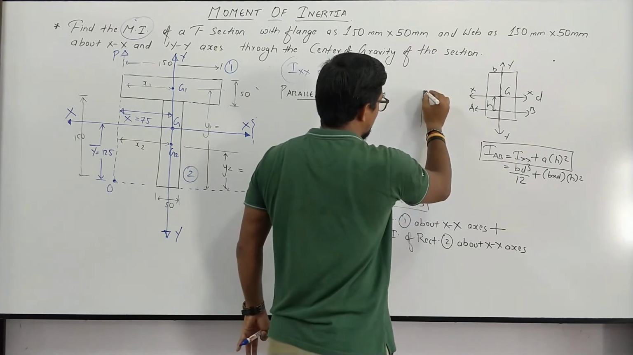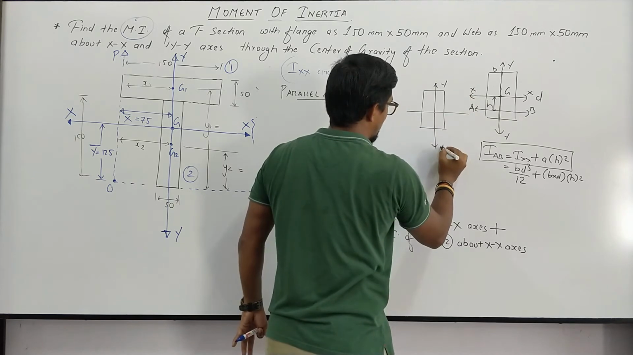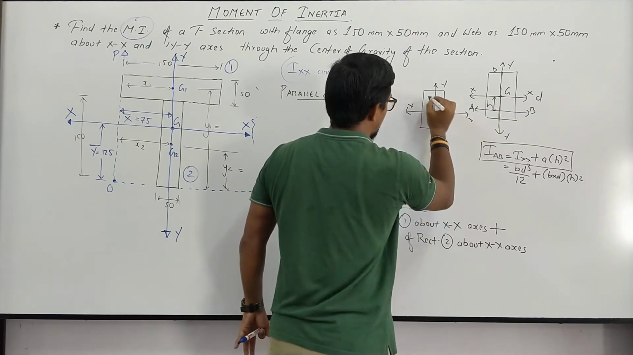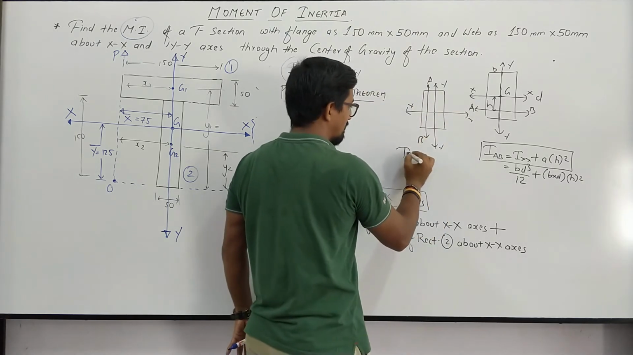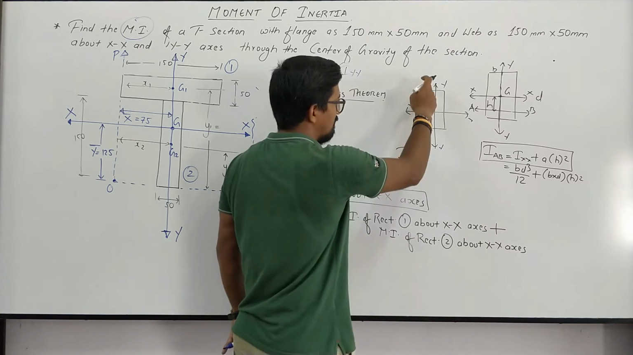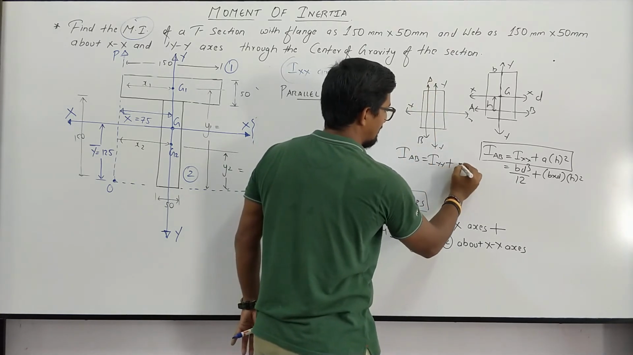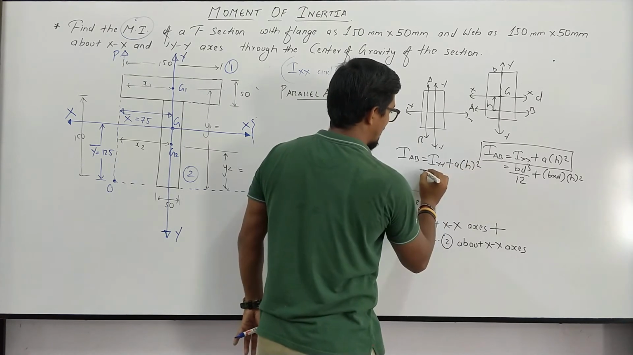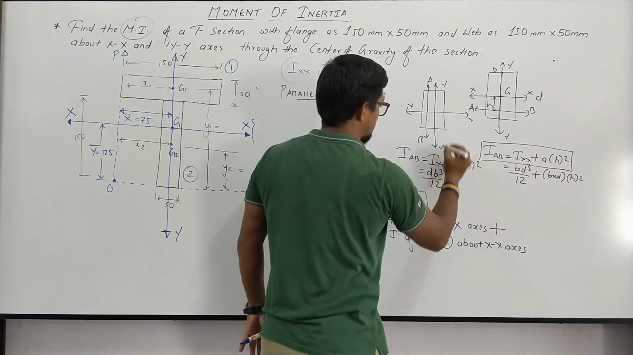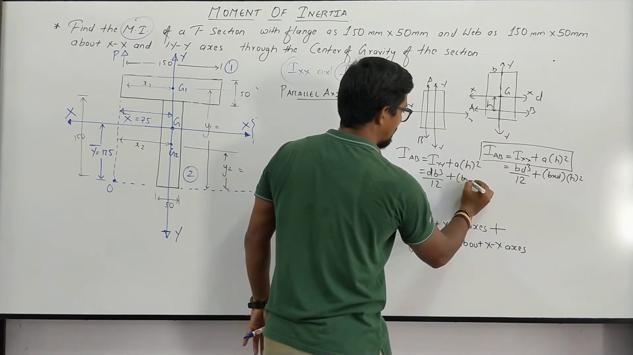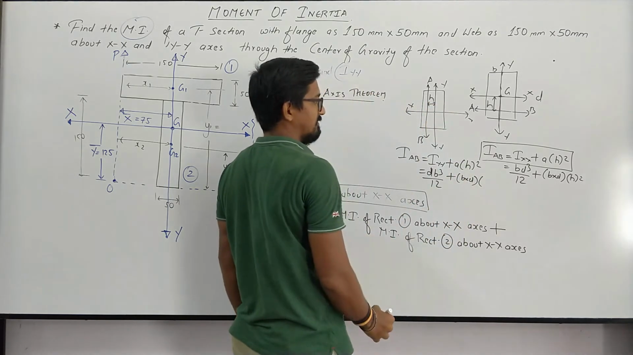Similarly, suppose this is the axis YY and XX, and this is the axis AB. Now you have to find moment of inertia about AB. So how will you find it? AB is parallel to which axis? IYY, correct? Plus area into h square. IYY is DB cube by 12 plus area B into D, h square, where h is this distance.